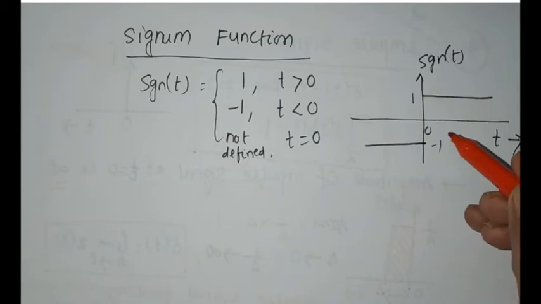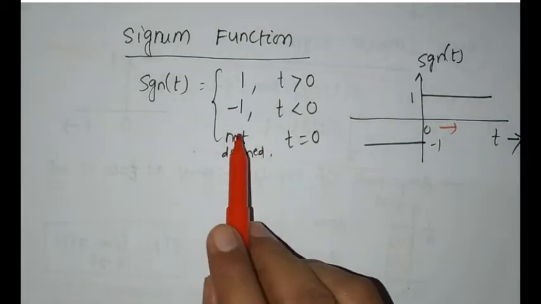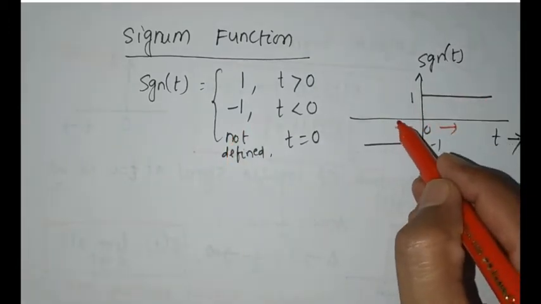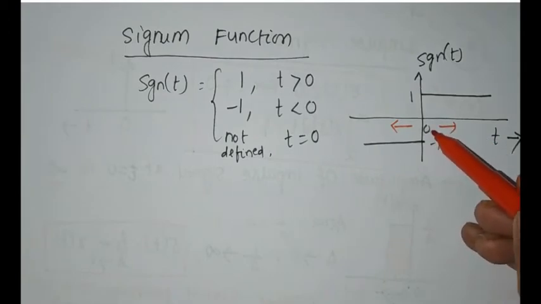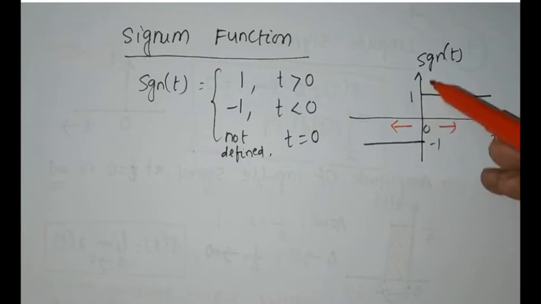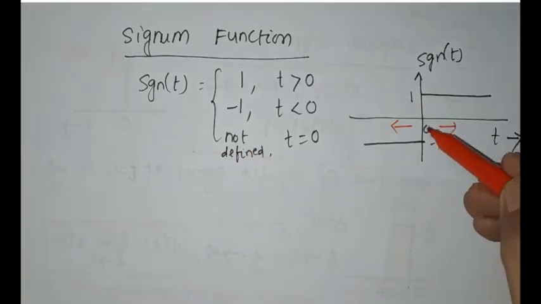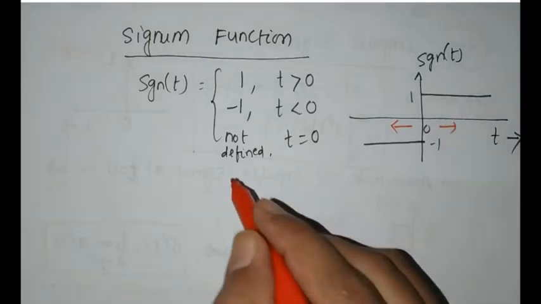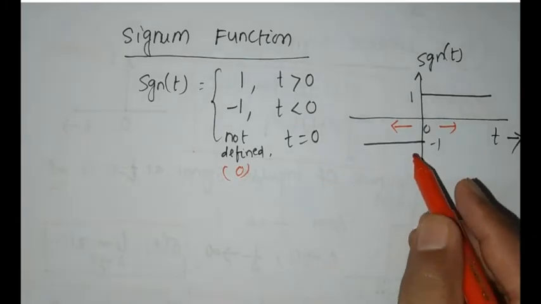Clear? Now again, 1 for t greater than 0 means the right hand side, minus 1 for t less than 0 is the left hand side, and not defined at t equals 0. If you see at t equals 0, it is oscillating between minus 1 and plus 1. That's why it is not defined at t equals 0, or you can say that 0 is a discontinuity point. Then how can you find it? In some books it is given as 0 for t equals 0.